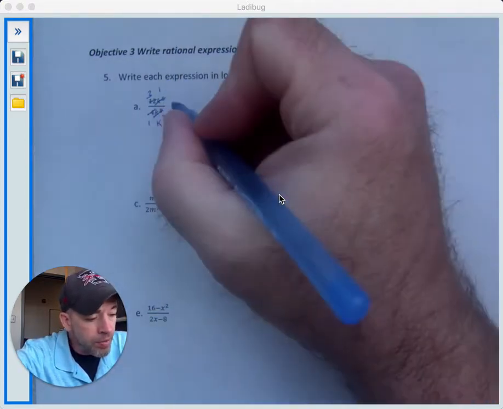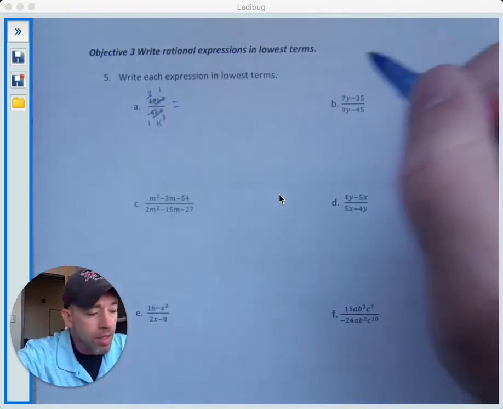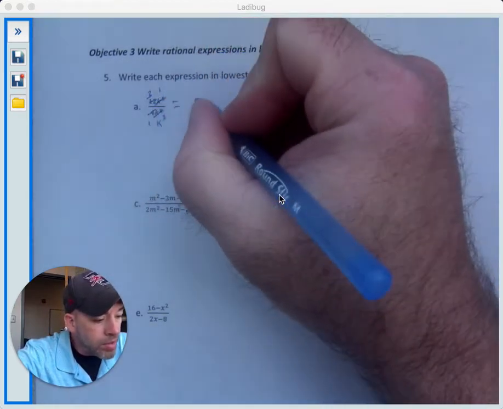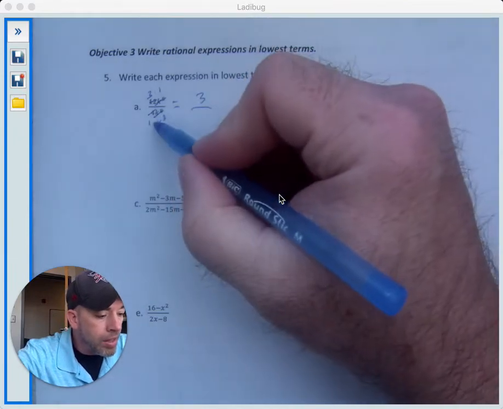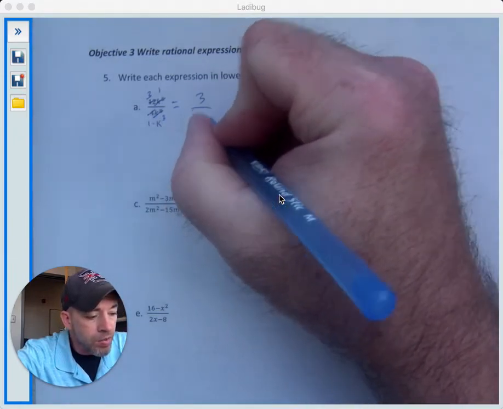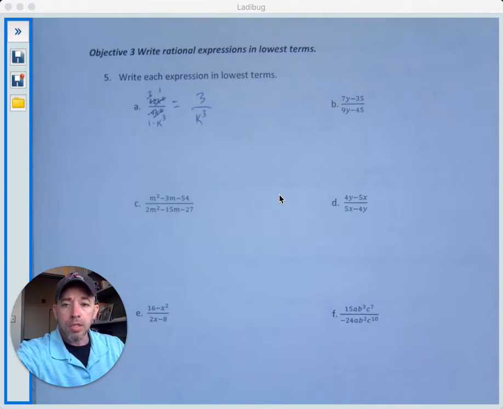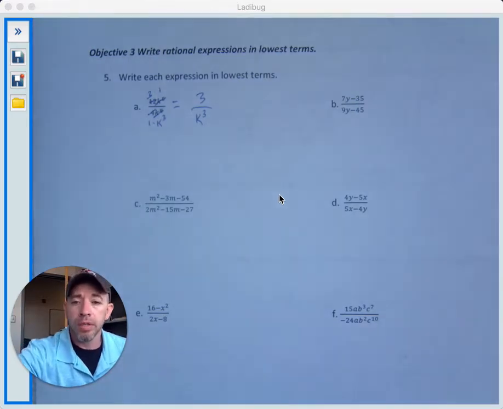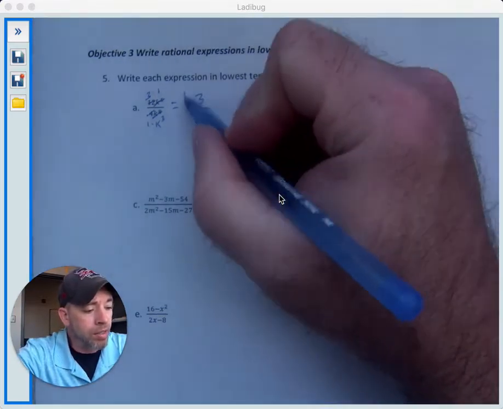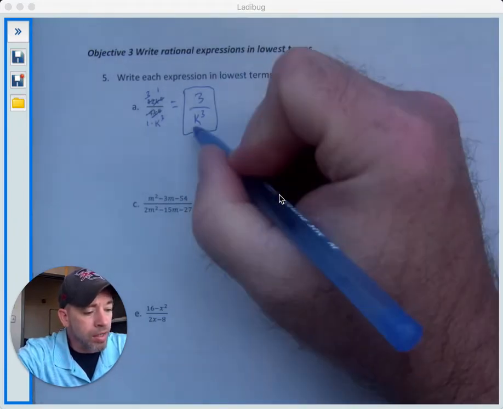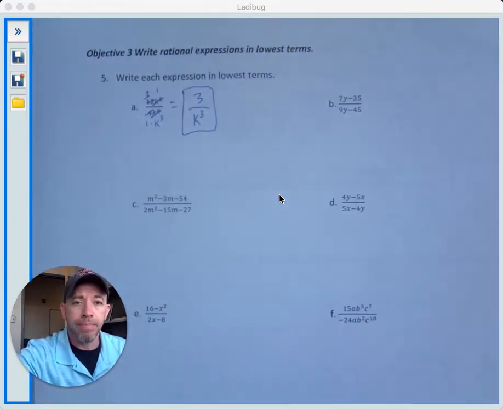So what are we left with here? Then we have a 3 times 1, right, which is 3, and a 1 times k cubed, which is k cubed. And so this is reduced completely, what we call in lowest terms. 3 over k cubed. We cannot take out any common factors. Let's look at the next one.